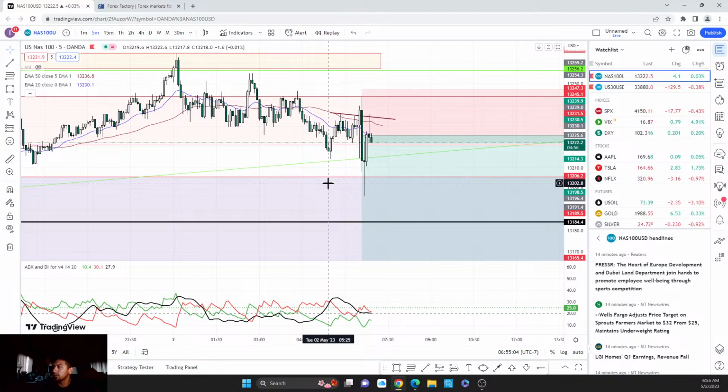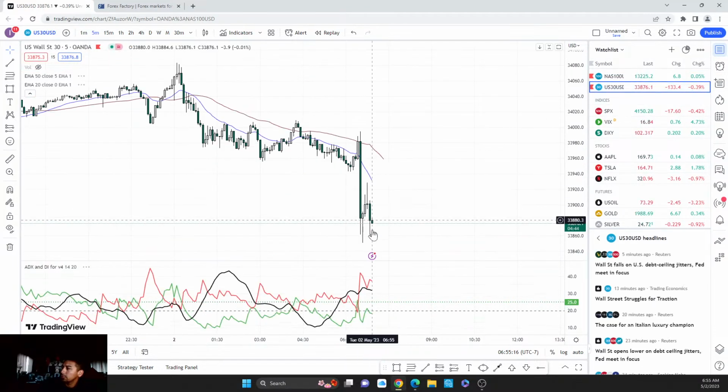Finish decent. Let's see if it can fall off now. US30 looks to be still in that same area, just like this here. Alright.